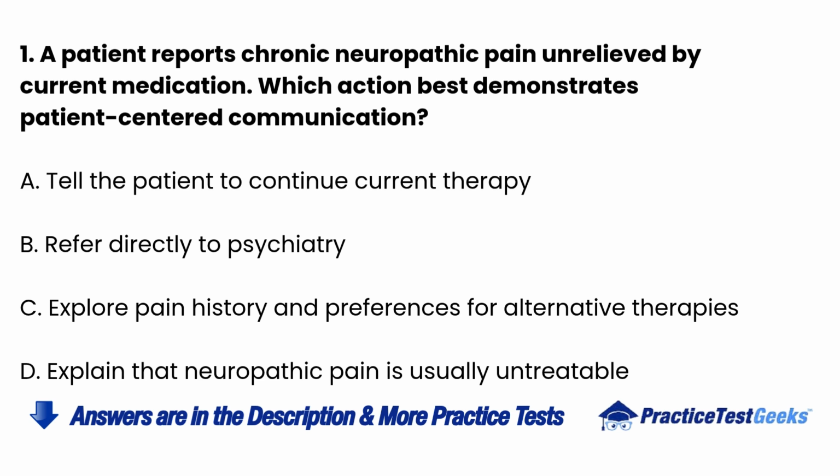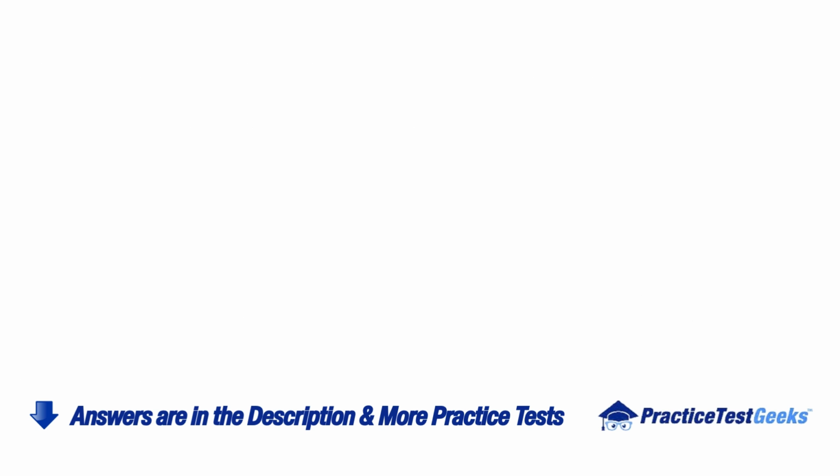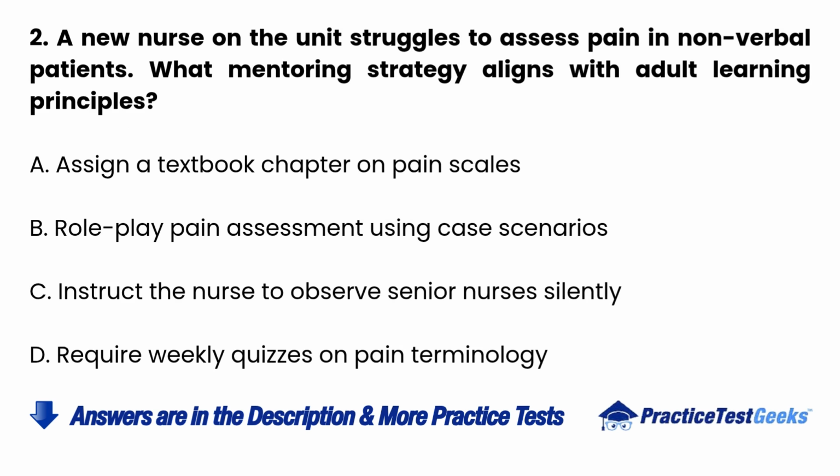C. Explore pain history and preferences for alternative therapies. D. Explain that neuropathic pain is usually untreatable. 2. A new nurse on the unit struggles to assess pain in nonverbal patients. What mentoring strategy aligns with adult learning principles?